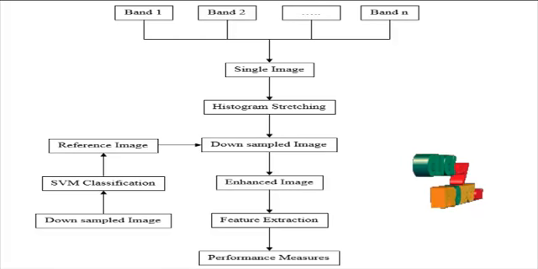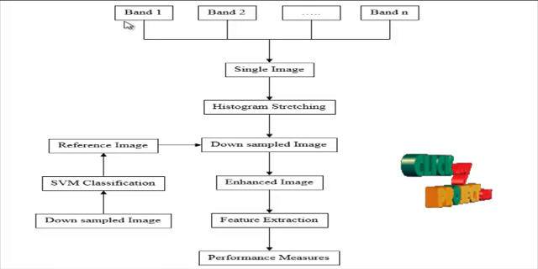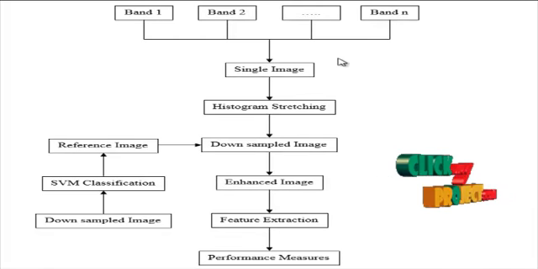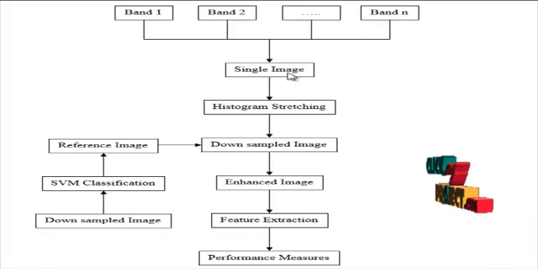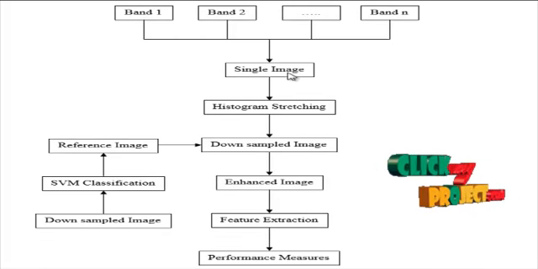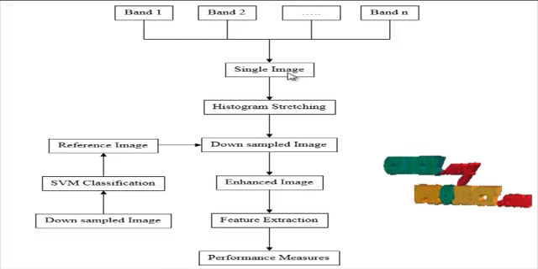Let us see the flow of the process. The input hyperspectral images are taken. The hyperspectral images consist of several bands in them. So these bands are combined into a single image. For the combination of the several bands, seven scenarios were proposed for this band fusion process.